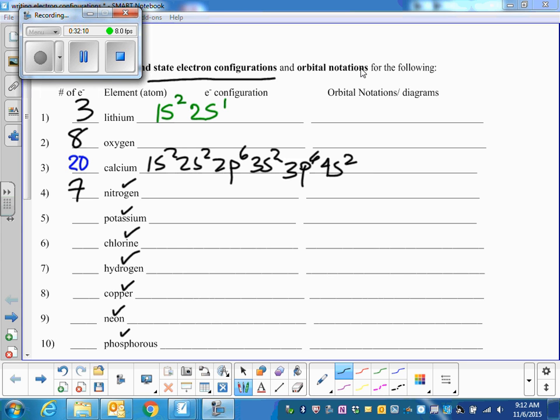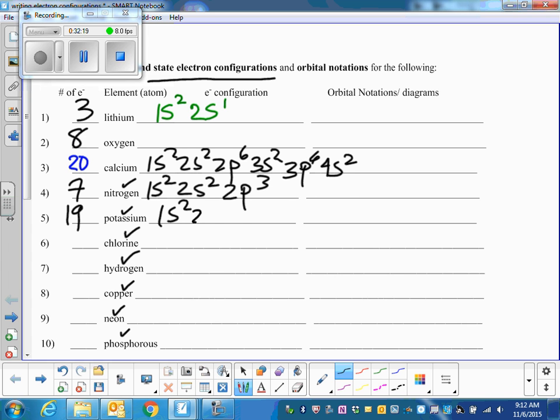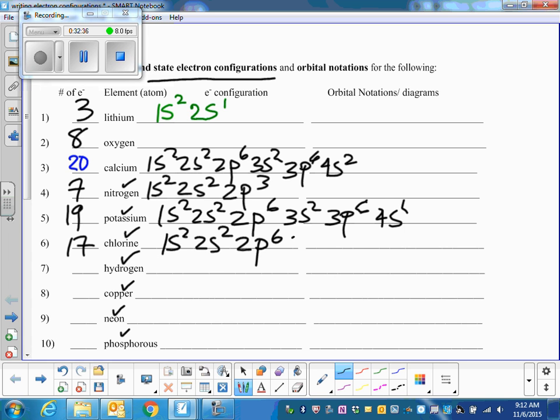So nitrogen should be 1s2, 2s2, 2p3. Everybody got that? Potassium is 19 and you should get 1s2, 2s2, 2p6, 3s2, 3p6, 4s1. Got that? Chlorine is 17 and you should have 1s2, 2s2, 2p6, 3s2, 3p5. Everybody good? Are you checking your answers?